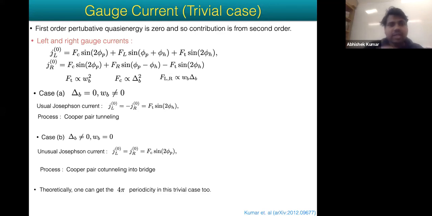Also, theoretically, if you keep phi p equal to constant, one can get a 4 pi periodicity even in the trivial case. So 4 pi periodicity may not be a good clue to say whether the system is topological or trivial if you have delta B and WB non-zero.